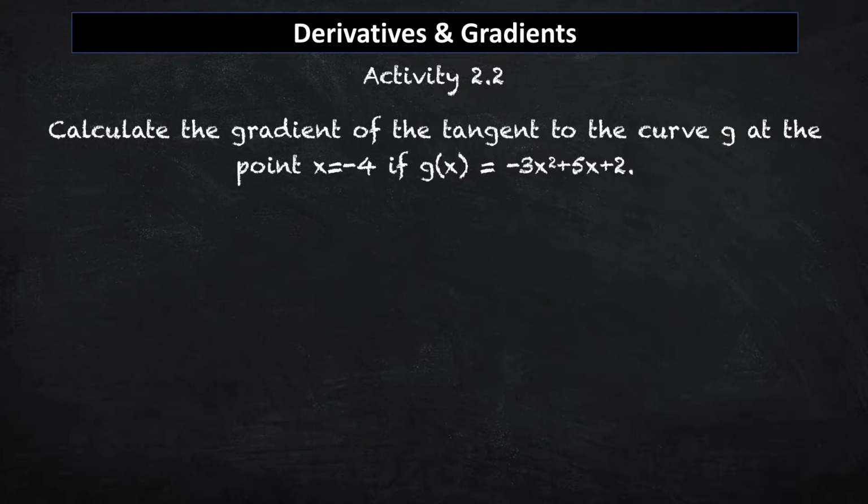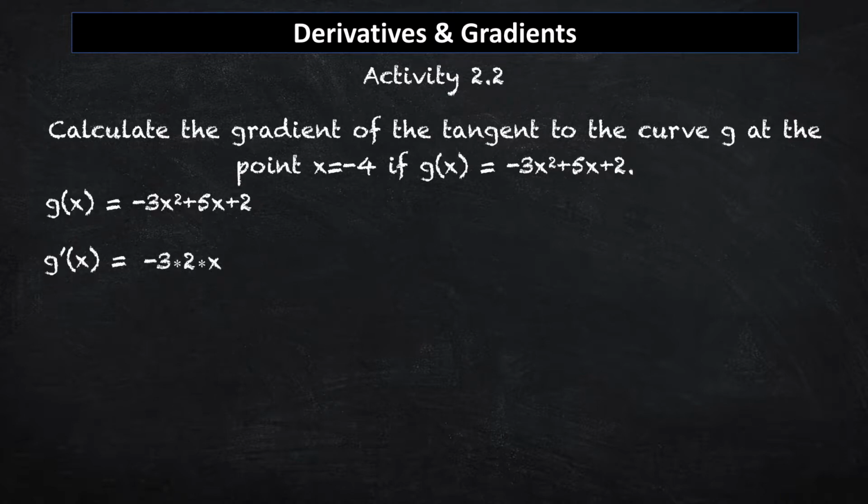The activity 2.2 asks us to calculate the gradient of the tangent to the curve g at the point x equal minus 4 if g is the function minus 3x to the power of 2 plus 5x plus 2. So we have this function and we have to proceed as we did with the activity before. So we have to compute its derivative, which is minus 3 multiplied by 2 multiplied by x plus 5. This is equal to minus 6x plus 5.